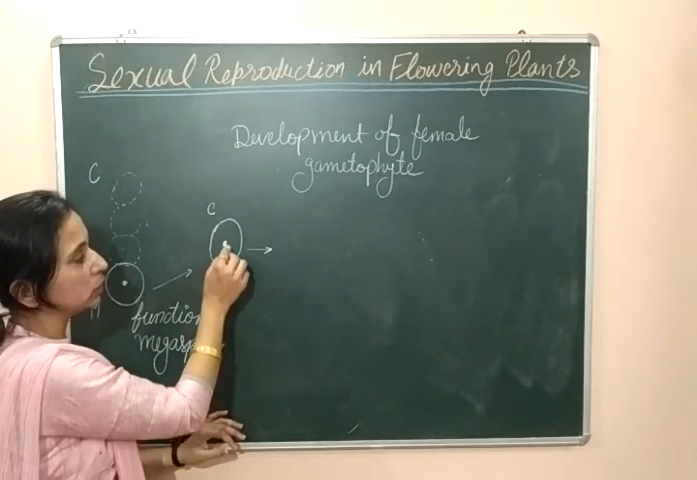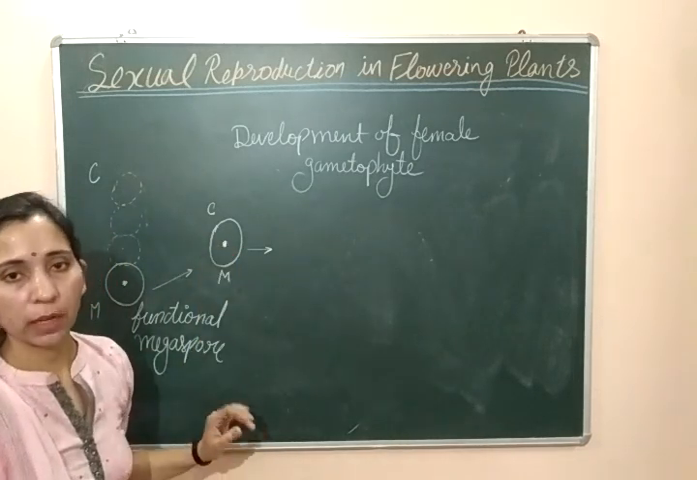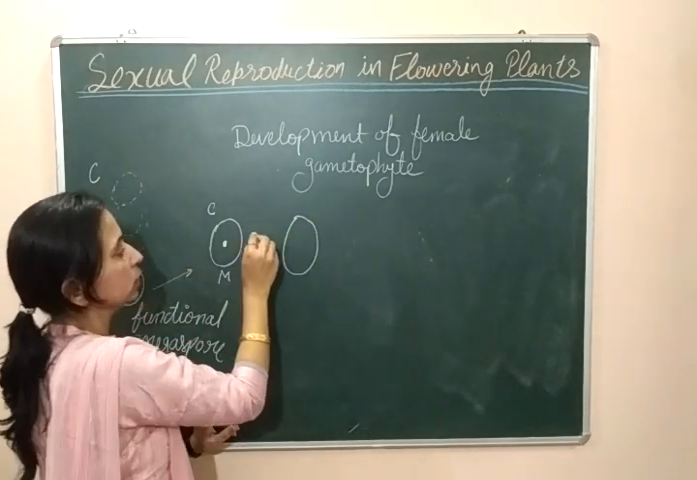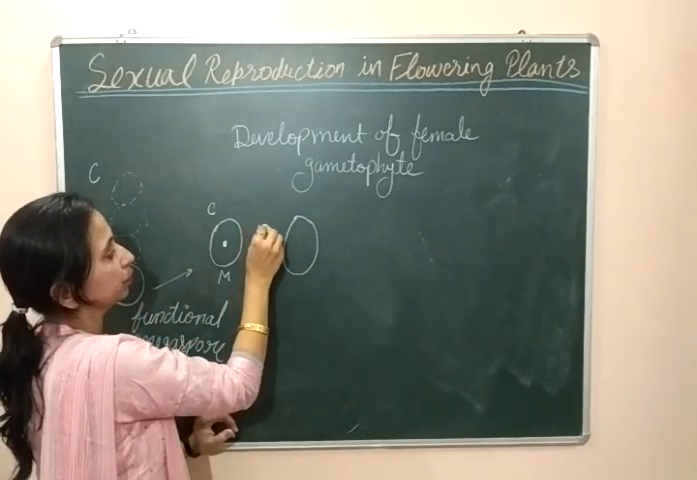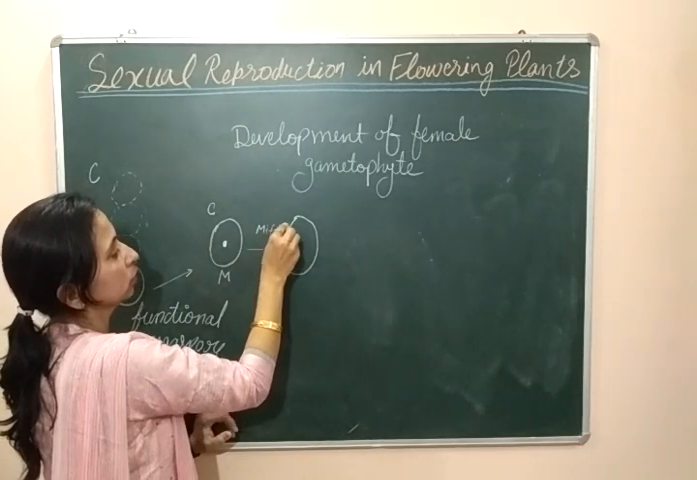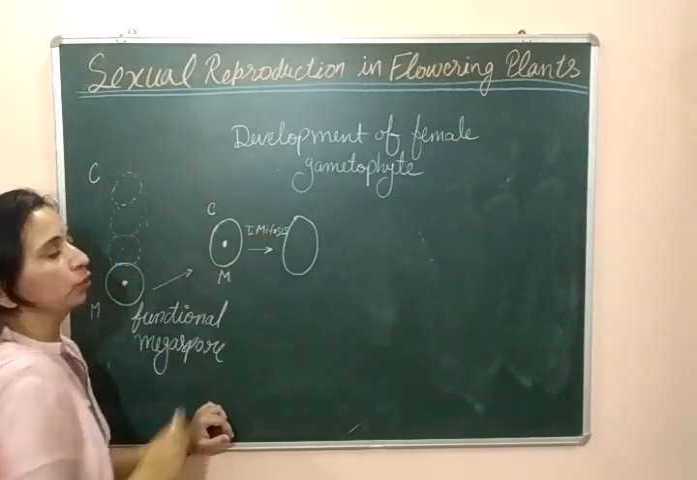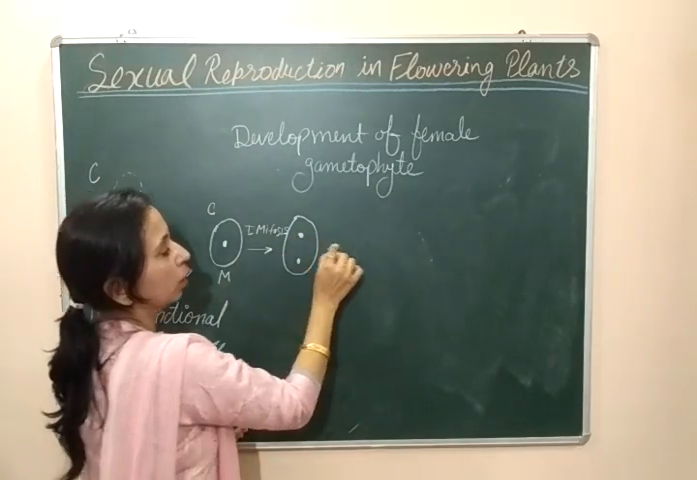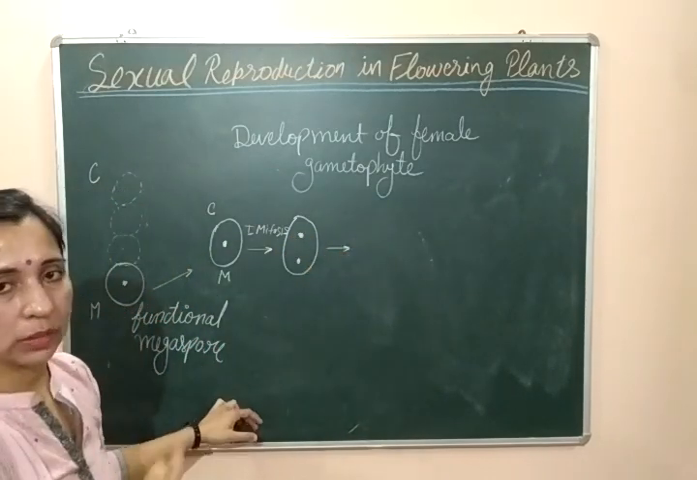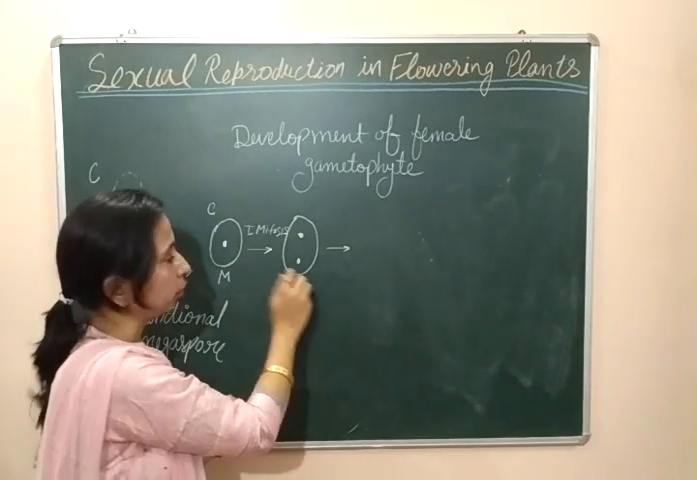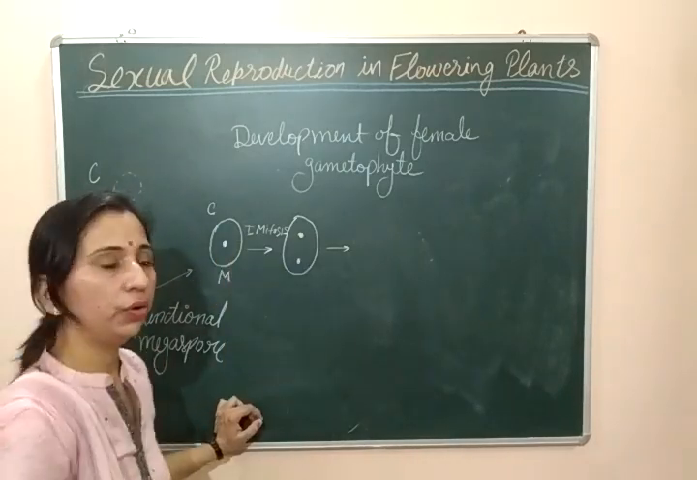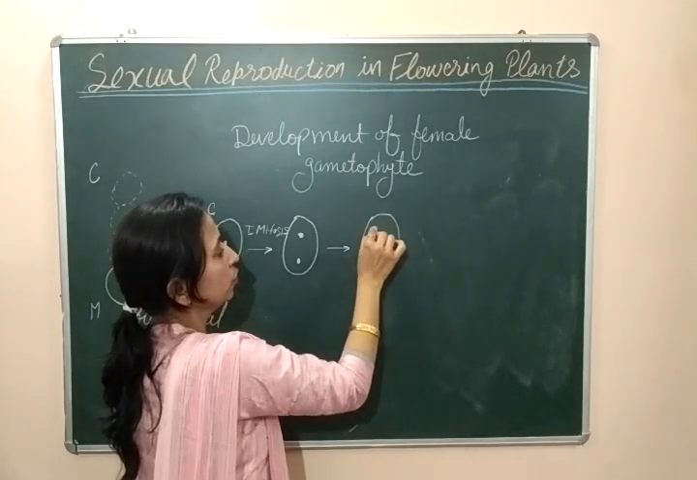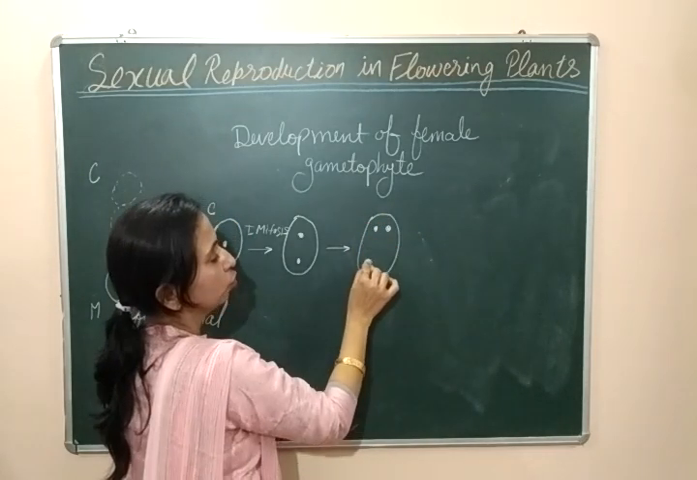So let's see what happens. The nucleus of this functional megaspore gets divided due to the first mitosis. This is the first mitosis. Due to the first mitosis, it forms 2 nuclei. Only karyokinesis will take place. Cytokinesis will not take place here. So one nucleus will divide into 2 nuclei.